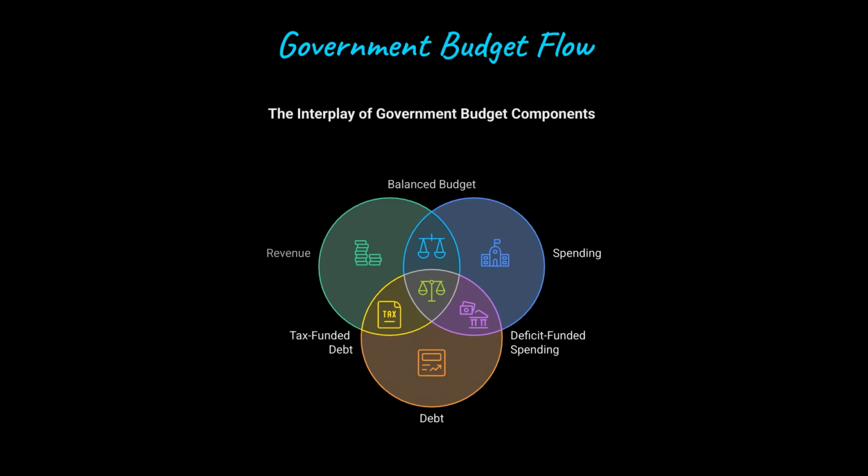Revenue flows in through taxation. Spending flows out toward public priorities. And when there is a gap, governments issue bonds. Balancing these three elements over time, staying solvent while meeting public needs, is the central challenge of public finance.